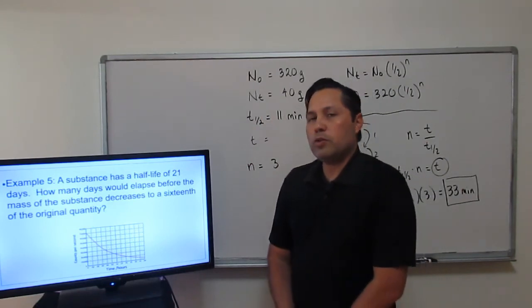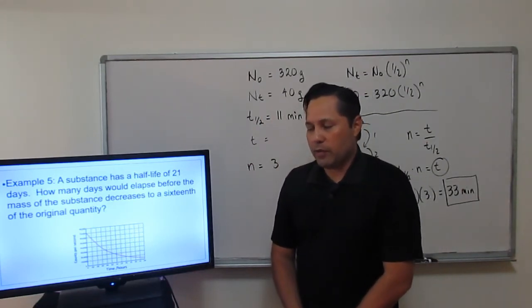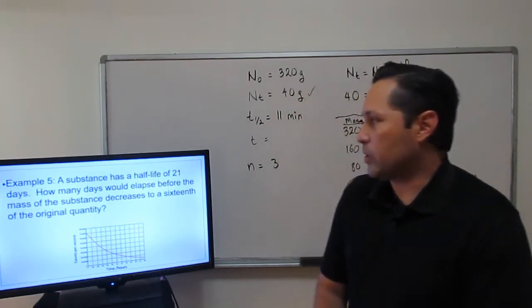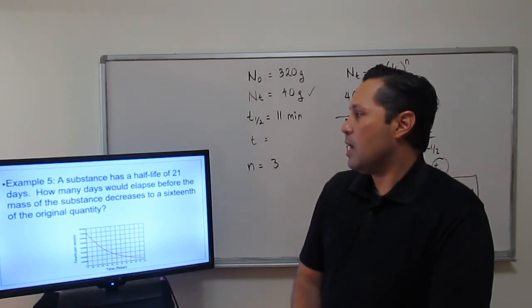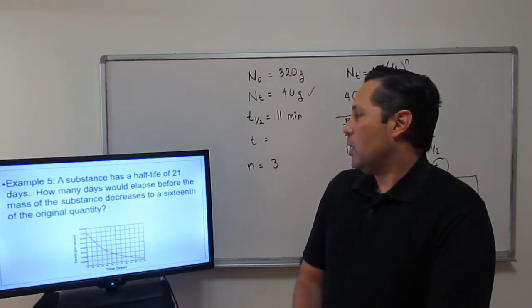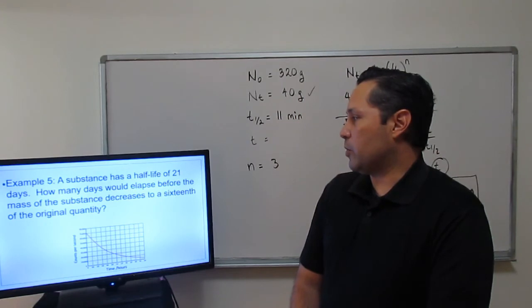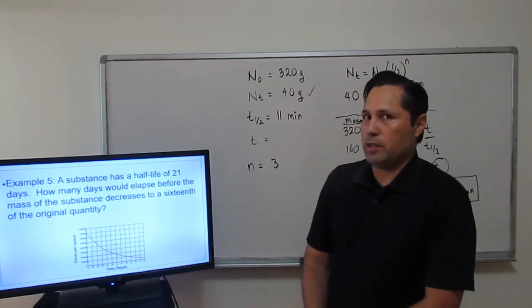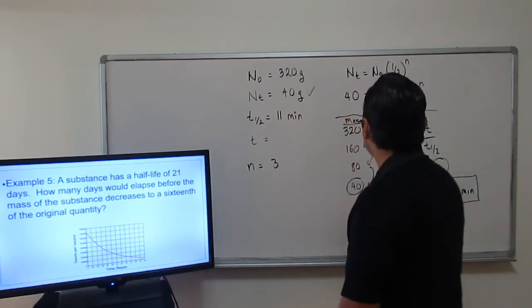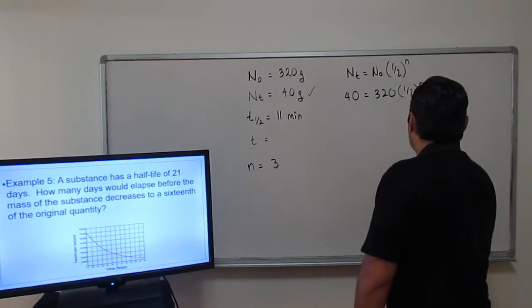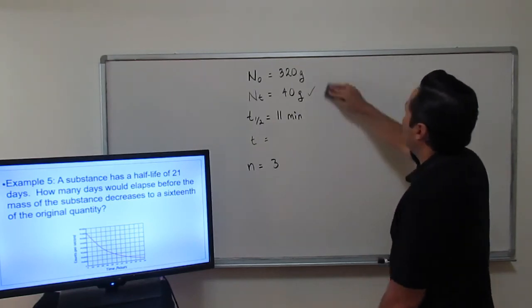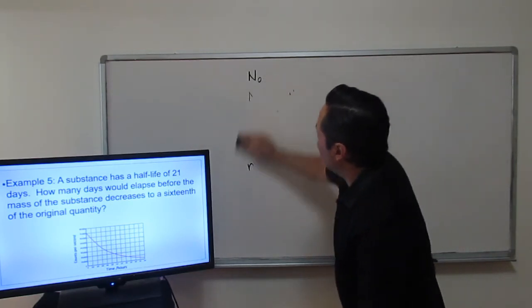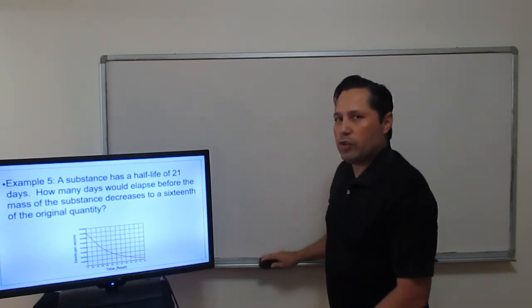Alright, we're going to go ahead and move on to our last example. This is example 5. In this one they ask you, a substance has a half-life of 21 days. How many days would elapse before the substance decreases to 1/16 of the original quantity? 1/16 of the original quantity. Alright, so this problem, we're going to go about a completely different way of solving it.